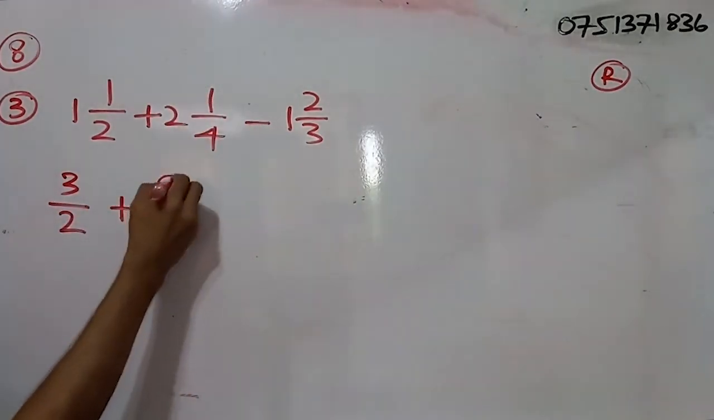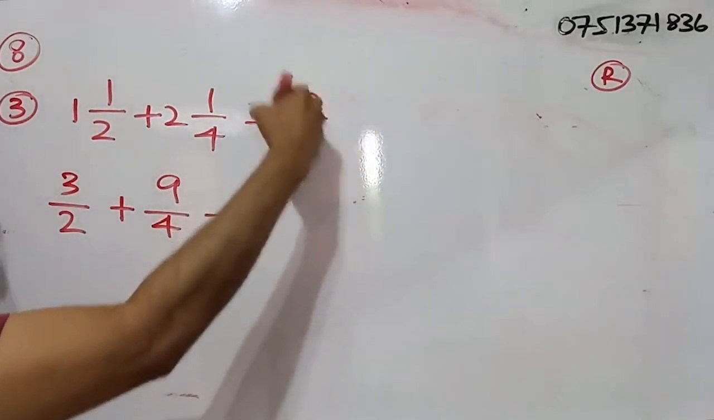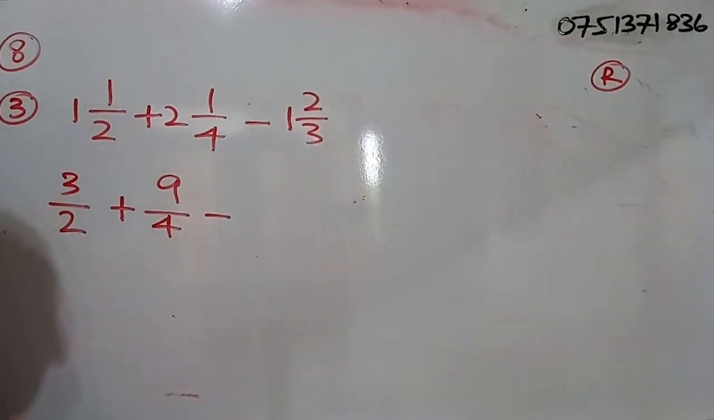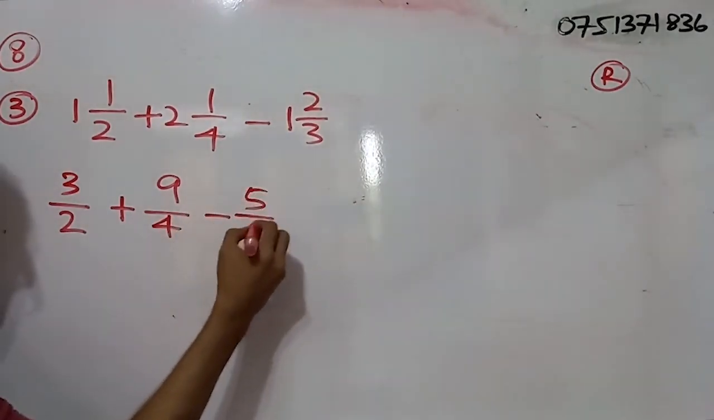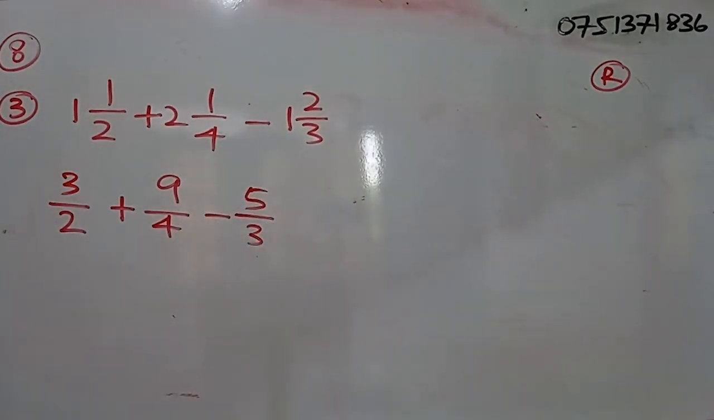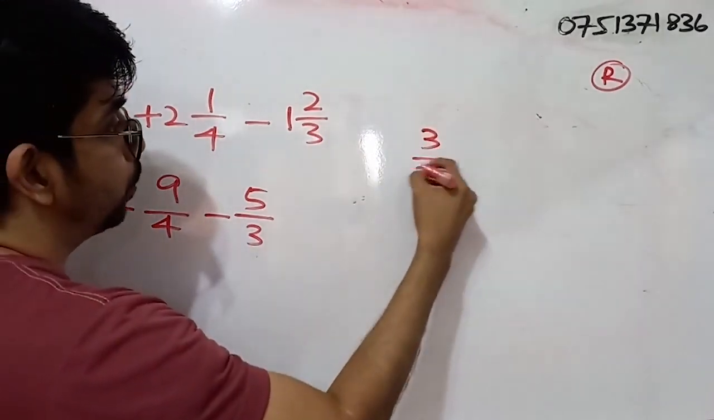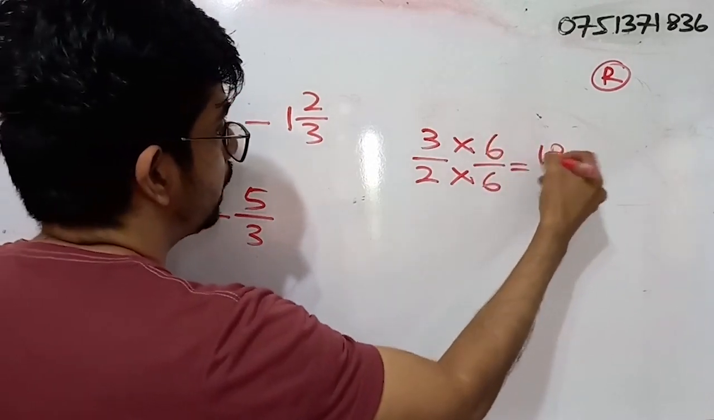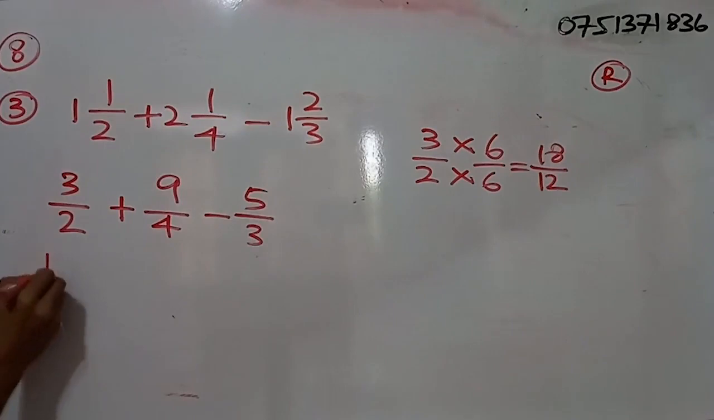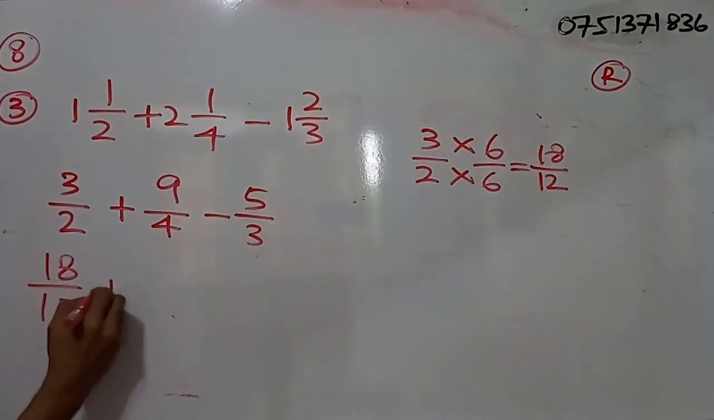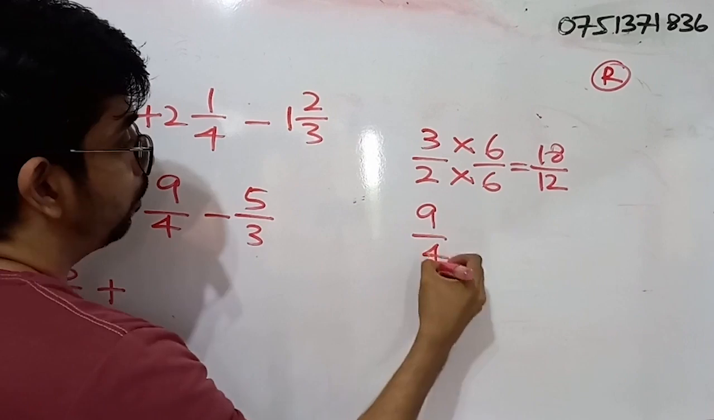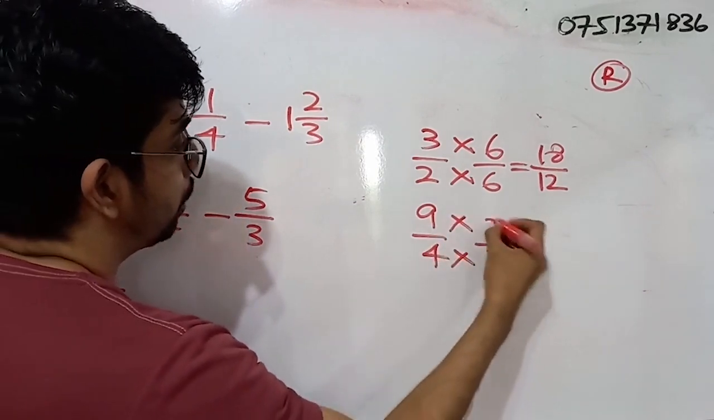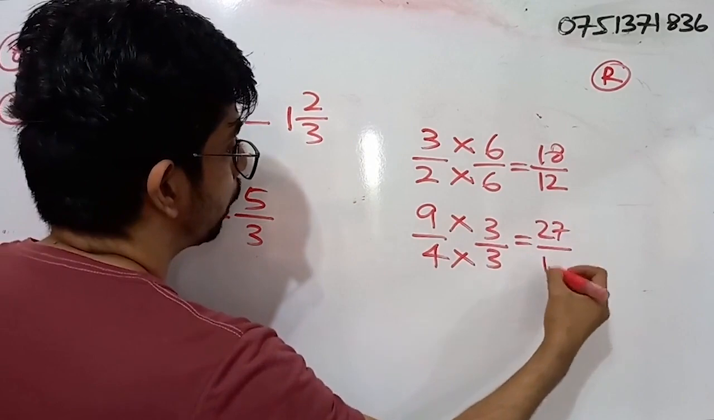Then same thing here. So this will be 9 by 4. Same thing here. That means we have to convert this mixed number into an improper fraction. So this will be 5 by 3. Now we have to come up with the least common denominator. So here it will be 12. So 3 by 2, we have to multiply the numerator and the denominator by 6. So this will be 18 by 12. Then 9 by 4, we have to multiply the numerator and the denominator by 3. So this will be 27 by 12.